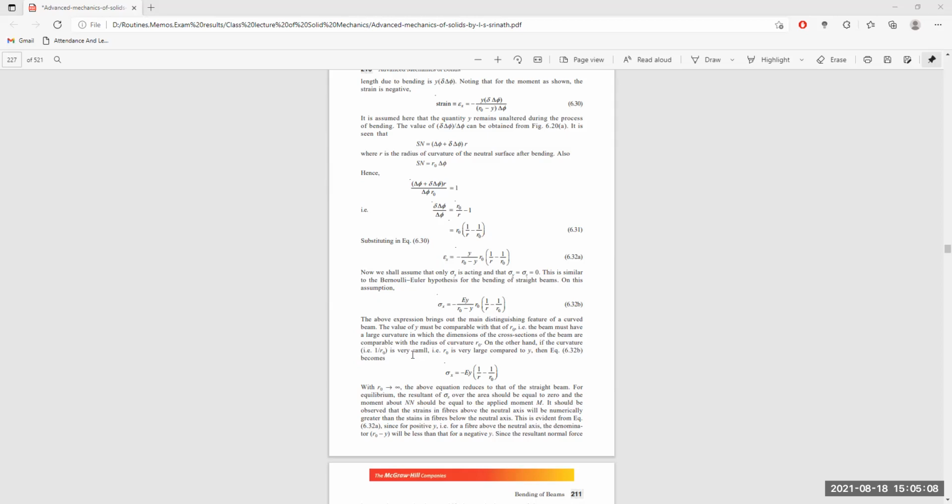On the other hand, if y is very small compared to R0, we can neglect it, and equation 32b becomes E into y into 1 by R minus 1 by R0, where R0 may be equal to infinity, and the equation reduces to that of a straight beam itself.